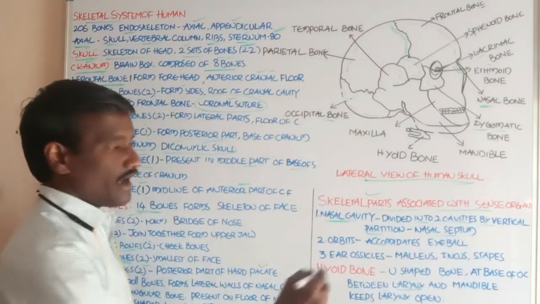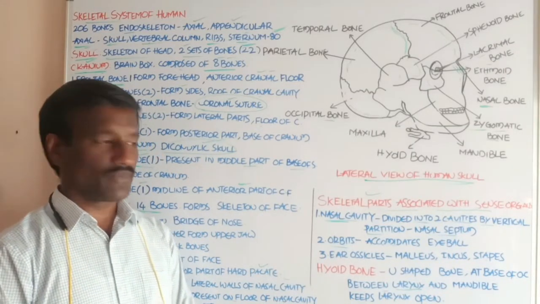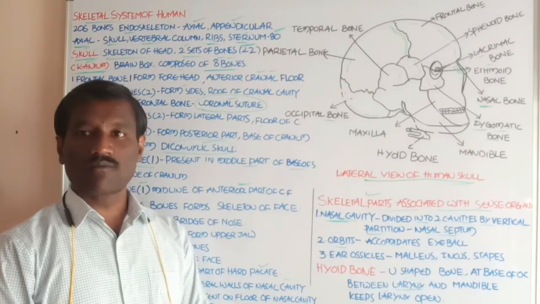Okay student, next, another one, orbits. These are also called eye orbits. These are bony depressions.